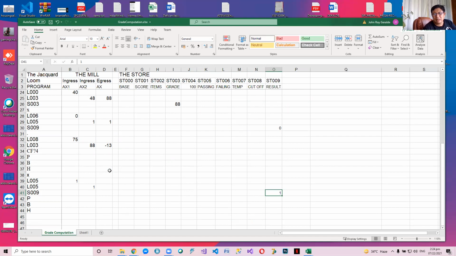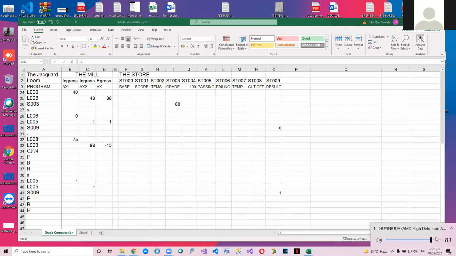Sir, ang egress access AX mo po sa S009 is egress access sa 009. What line is that? Paraiso? Sa SO9, sir, dapat 0. Sa egress AX. I don't hear you. I'm sorry, I don't hear you now. Can you say it again?